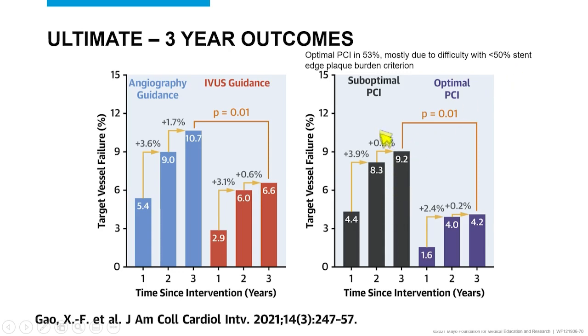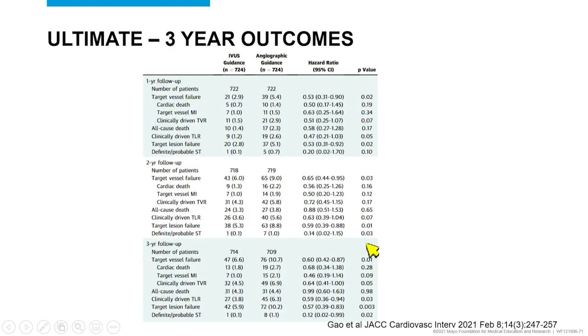But when they looked at patients who had suboptimal PCI versus optimal PCI, there was an even more stark difference between the two. These are the 1 year, 2 year, 3 year outcomes. Again, they've looked at multiple endpoints, and the thing that I want to draw your attention to is that even though when they looked at their primary endpoint of target vessel failure, it was significant here, yet some of the other drivers were not that significant. The TVR, clinically driven TVR, just meets significance.